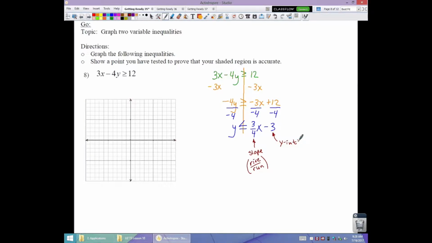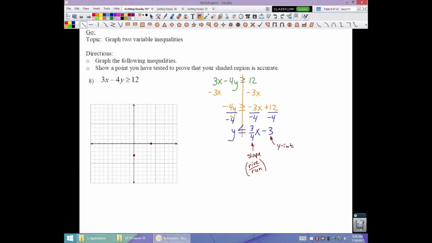So those numbers look pretty small. We'll be able to just use a scale of 1. So begin your graph at the y-intercept, negative 3. And then from that point, we will rise 3 and run 4. That should be enough points to identify the location of our line. So we can go ahead and graph our line from there.